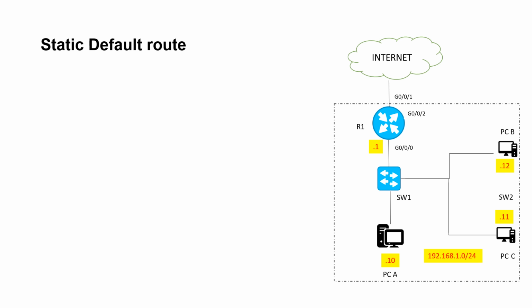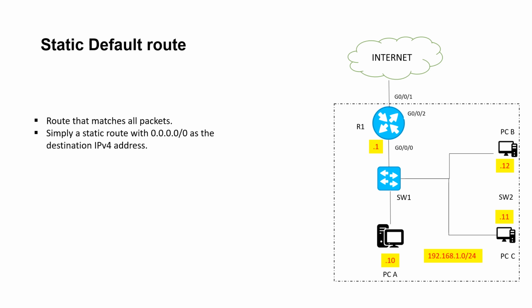Another type of static route is the static default route. A static default route is a route that matches all the packets. Suppose you don't have any specific route; if you define a default route, it will match all the packets. Whatever packets are inside your network, it will match everything. A default route identifies the gateway IP address to which the router sends all IP packets that it does not have a learned or a static route for.